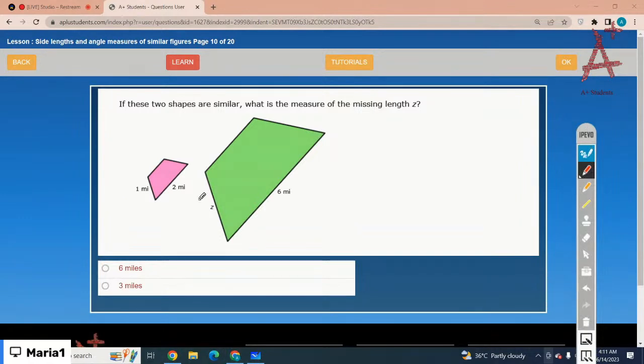Just form the proportion between the similar sides. Z is similar to 1, so it would be Z over 1, and 6 divided by 2. Got it? So it would be Z equals 6 divided by 2, which is 3. Got it? So it would be Z equals 3.